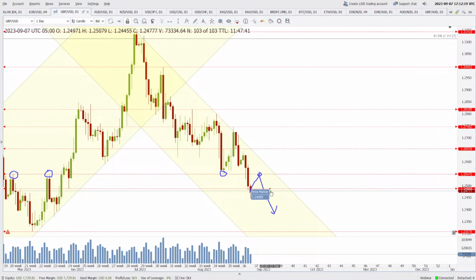Okay, so 1.2547 should act as a very good resistance in case the price pops up to this level, but eventually it has to settle at around 1.2307. So keep an eye on these two levels.